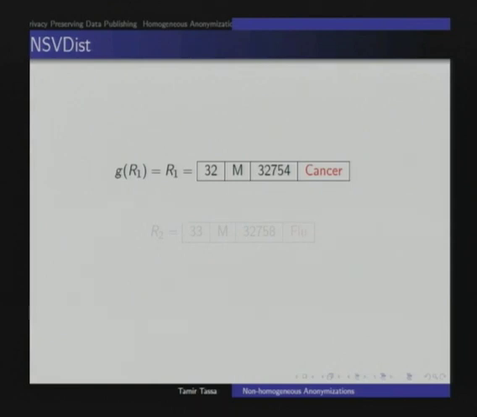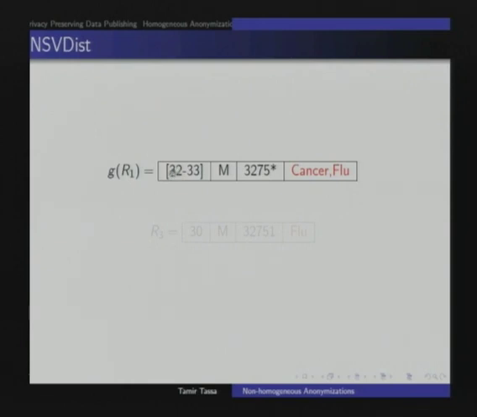Suppose this is an original record that we wish to generalize. What we do is look for the record in the database which is closest to that record. Suppose this is the closest record, in the sense that the age is quite similar, the gender is the same, and the zip code is quite similar. Once we found this record, we unify the two records, or we generalize record R1 to be consistent also with this one. So this is what happens.